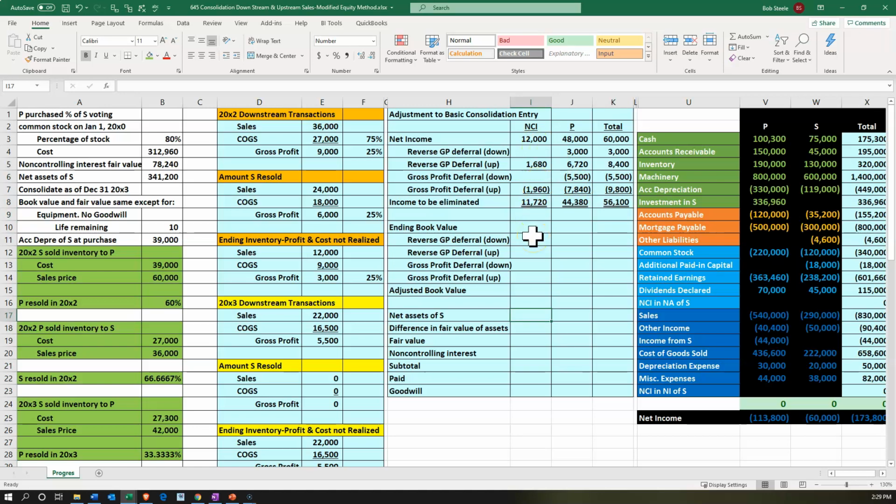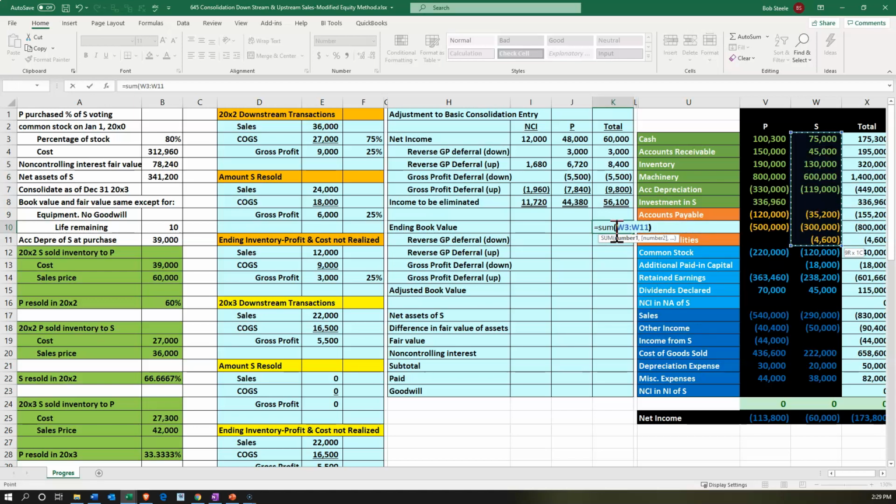Now we'll take a look at the other side, which is basically the balance sheet side of things. We're going to start with the book value now, which is either assets minus liabilities, which is going to be that 391.2, or of course all of the equity section here, which is going to be that 391.2. That's going to be our starting point in our worksheet. I'm going to say this equals the sum of the assets minus the liabilities. So there we have that.